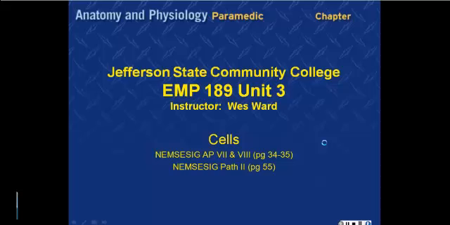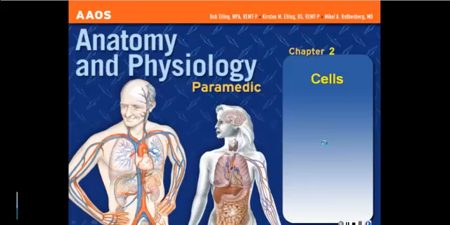This is EMP 189, Unit 3, Cells. This section covers the AMP version of the National EMS Educational Standard, Sections 7 and 8, and Pathophysiology, Section 2. This material can be found in your textbook in Chapter 2 of your AAOS Anatomy and Physiology book.